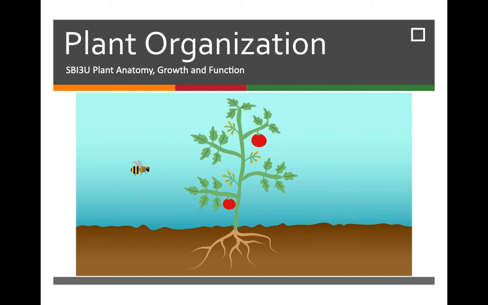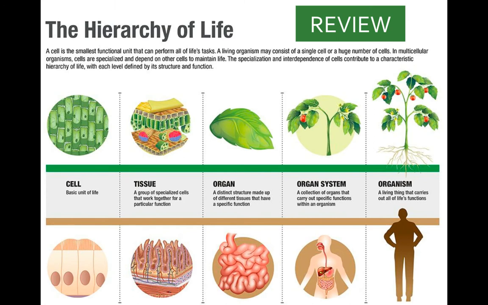In this lesson, we're going to look at the organization of plants. So let's just review the hierarchy of life, right? We're fairly familiar with this, especially when it applies to humans. We know that the cell is the basic unit of life, and then cells get grouped together into tissues, which then come together to create organs, which then a bunch of organs together make an organ system, which carries out a specific overall function. And then all of that comes together to make an organism.